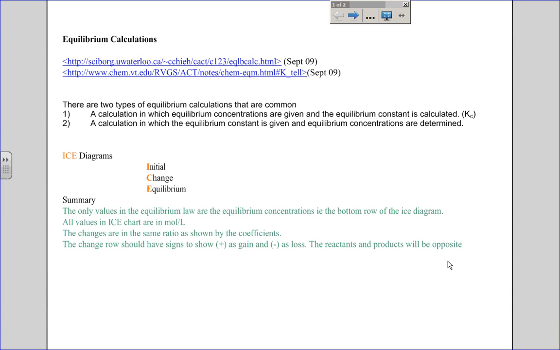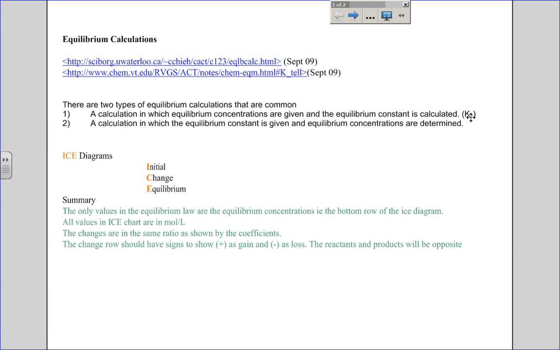Welcome to the first of two lessons in equilibrium calculations. In this lesson, we're going to learn type 1 of two types of equilibrium calculations. In these calculations, we will be trying to find the equilibrium constant, so in this case we'll be given information of the equilibrium concentrations of a particular system, and we'll use that information in order to calculate the equilibrium constant.